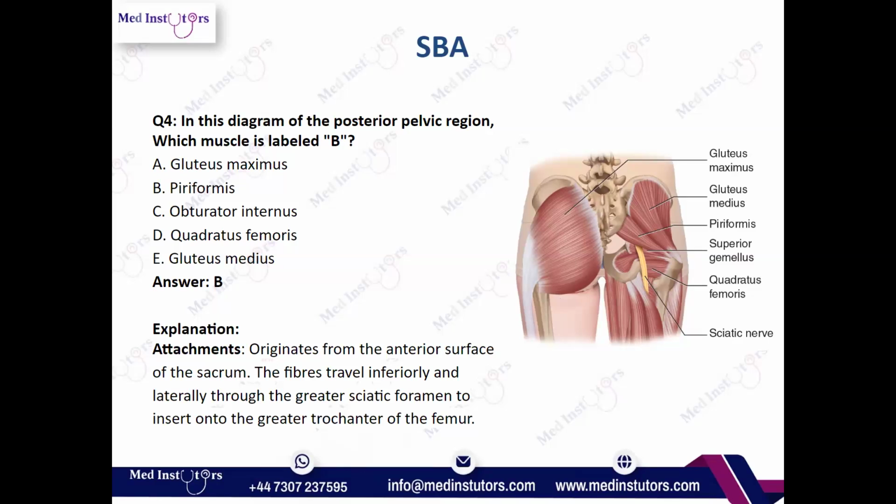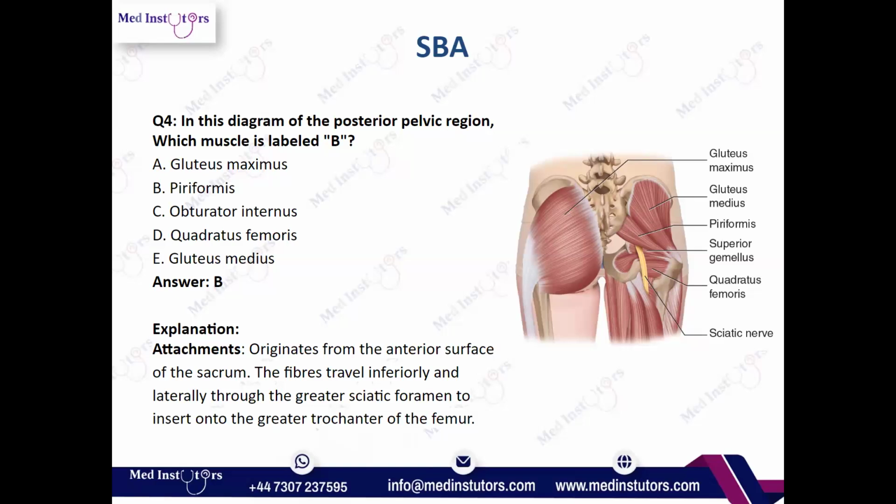As far as I remember, they gave the sequence of attachments and asked you to arrange that in the correct manner. So what is the attachment of the piriformis muscle? It originates, please listen carefully. The piriformis muscle originates from the anterior surface of the sacrum. The fibers travel inferiorly and laterally through the greater sciatic foramen and insert into the greater trochanter of the femur. Now you need to remember three keywords in the sequence.